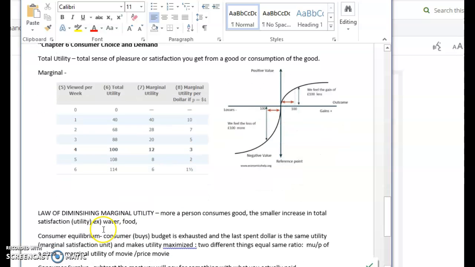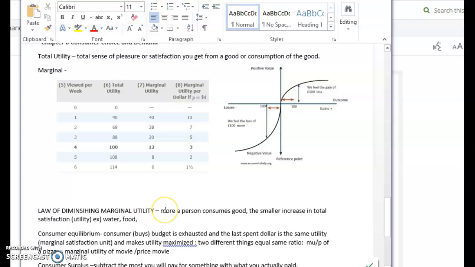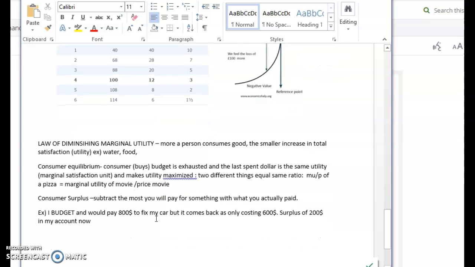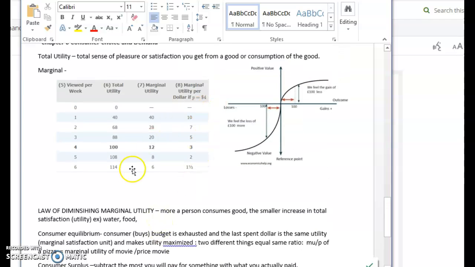So, the law of diminishing marginal utility, or diminishing return of anything marginal. We're talking about how the more a person consumes a good, the smaller the increase toward total satisfaction. Water, food. If you drink a ton of water after you run a race, the first sip tastes great. You get a lot of satisfaction. But after about the fifth sip, you're not even getting any satisfaction. You're already fine. There's a certain amount where you no longer need any.